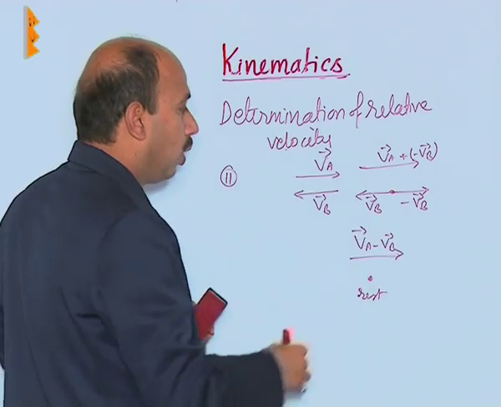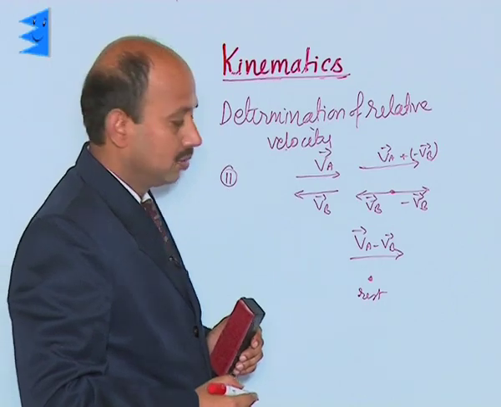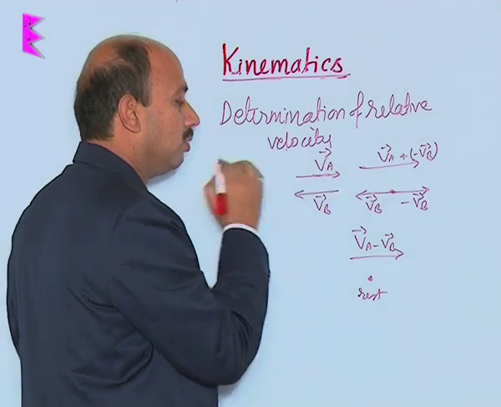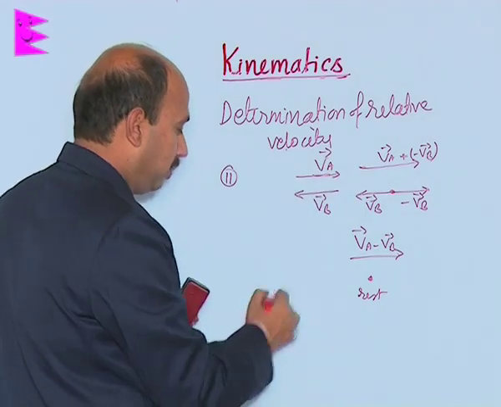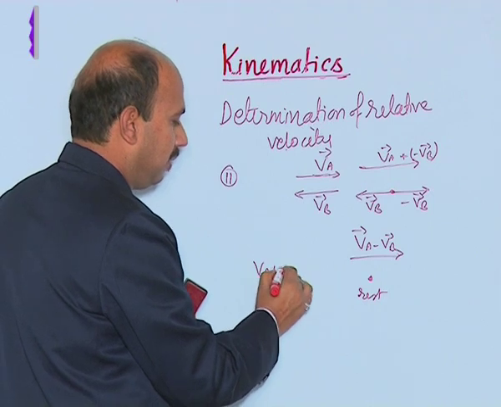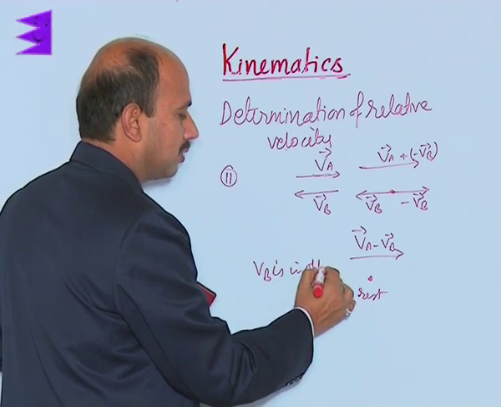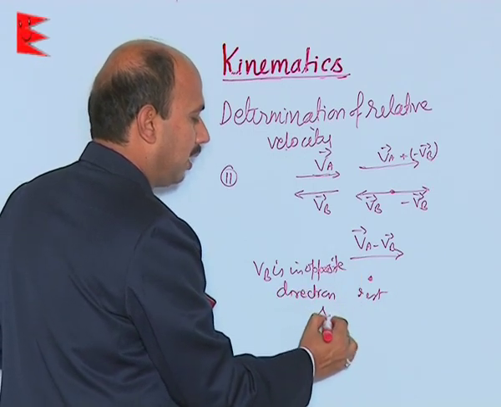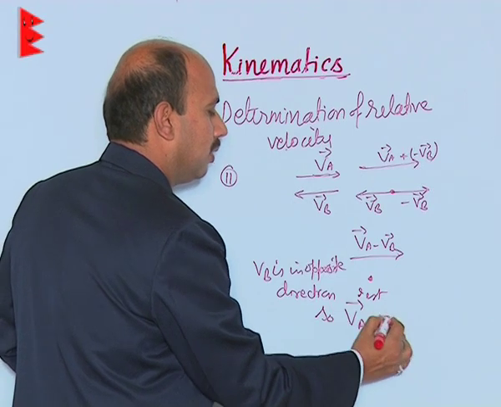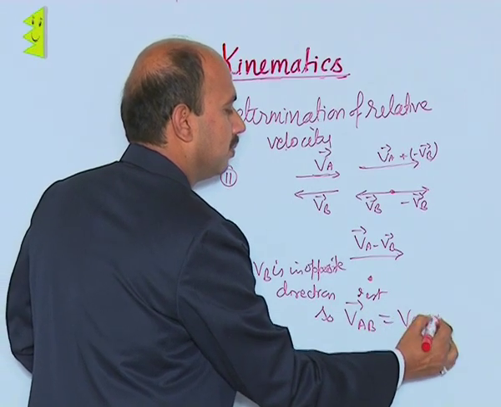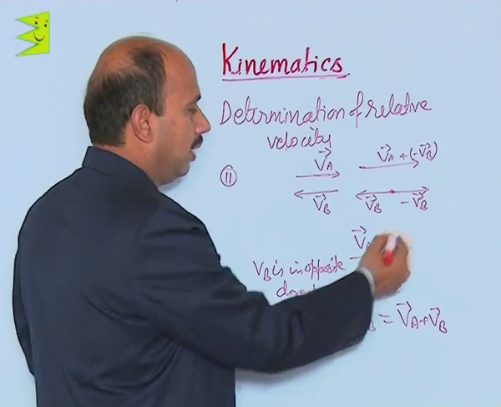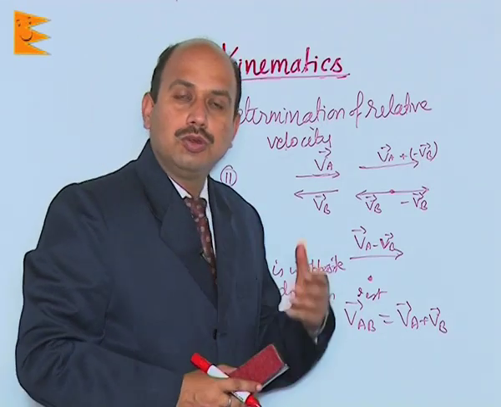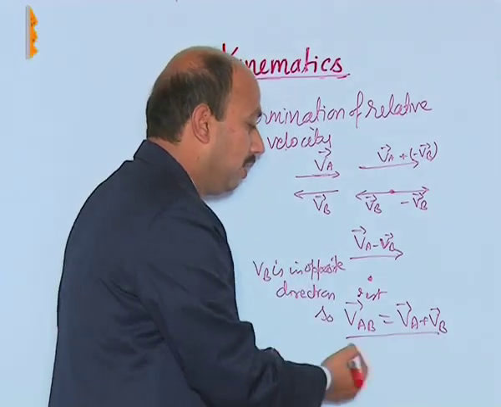But now, see here, V B was already in the opposite direction, right. So, if you take the initial direction of V B, this you have taken as positive, this you have taken as negative. Since V B is in the opposite direction, we can write V A B is equal to V A plus V B. That means basically this part has become negative, so you will be getting V A B is equal to V A plus V B.